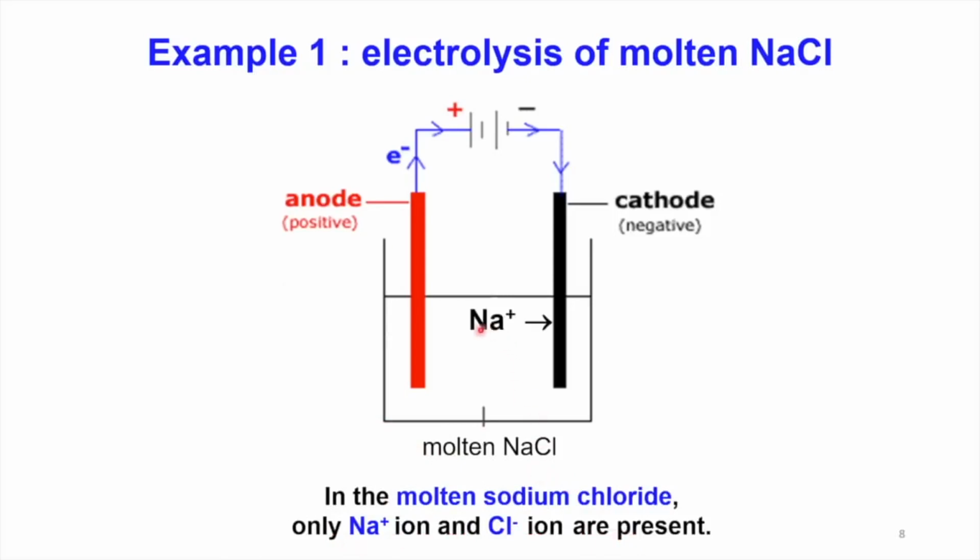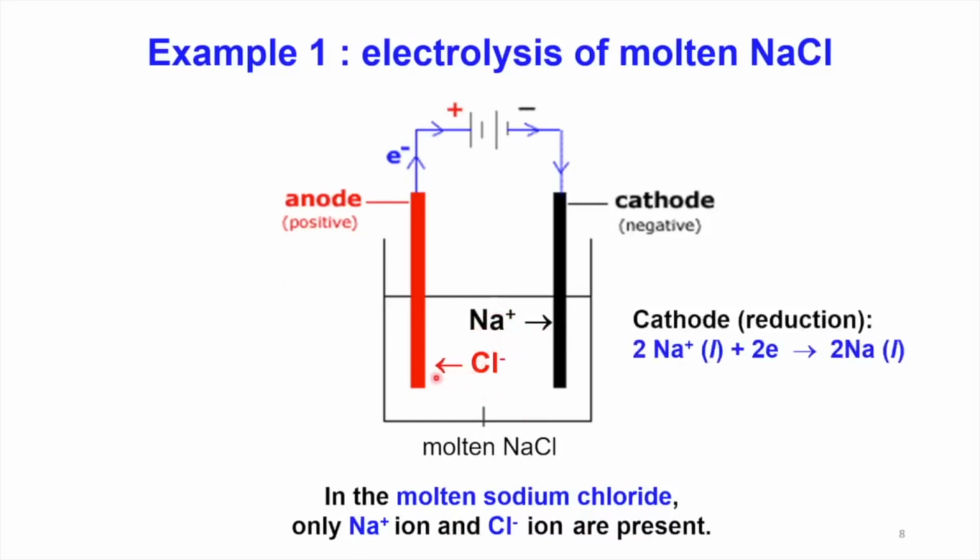So what will happen? Na+ is a cation, so it will be attracted to the cathode, while the anion Cl- will be attracted to the anode. At the cathode, reduction will take place. What will happen to the Na+? It will accept an electron and become liquid sodium, liquid because it's still in the hot vessel. Meanwhile, at the anode side, oxidation will take place. So the chloride ion will release an electron and transform into chlorine gas. So oxidation will happen at the anode, reduction will happen at the cathode.